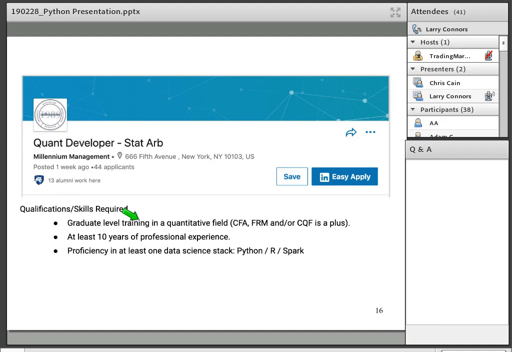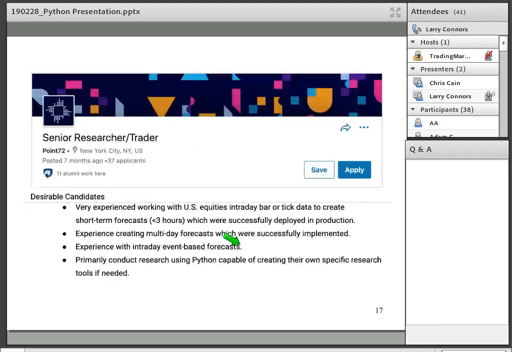Qualification skills required: graduate level in a quantitative field, so CFA, FRM, or CQF is a plus. 10 years of professional experience. And what are they looking for? The proficiency in at least one data science stack: Python, R, and Spark. And again, without completely knowing, my guess is if you asked me which one they would prefer, they'd likely prefer Python. Okay.